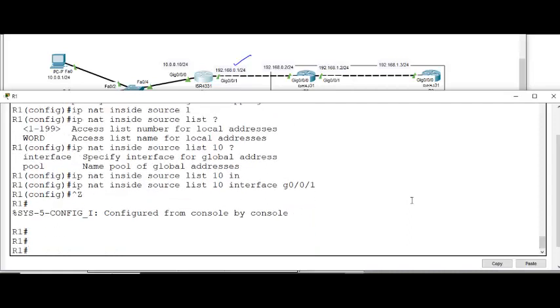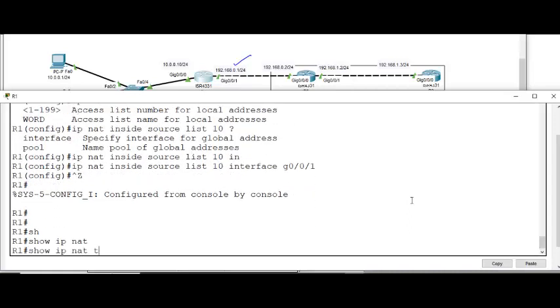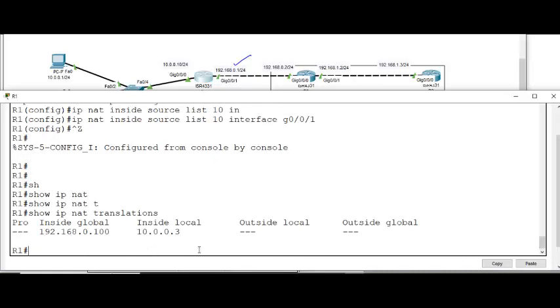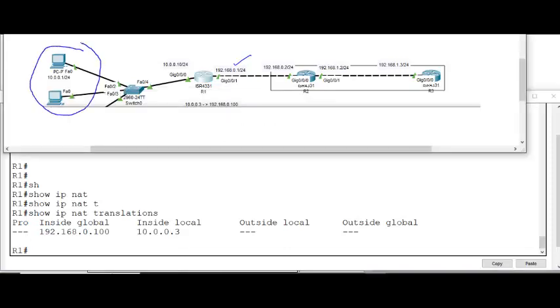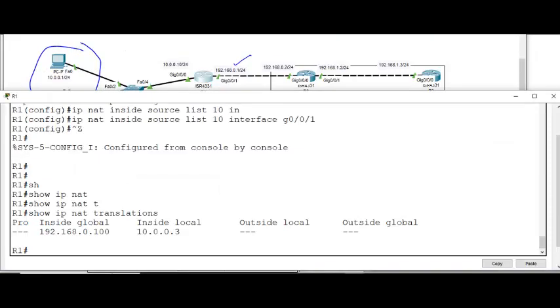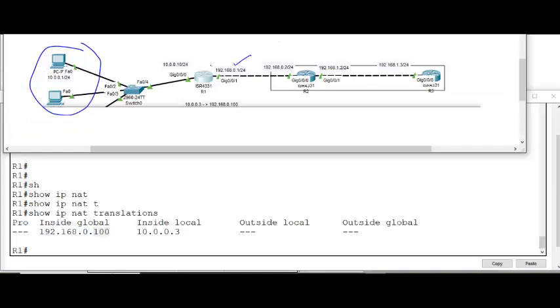Will it be this address? It's not 0.100, it is 0.1. This is the interface to which you mapped. In that statement, what you did, you said use this interface, isn't it? 0.100 only. Then how will it use 0.1? Ah, that one is static NAT. This is dynamic NAT.